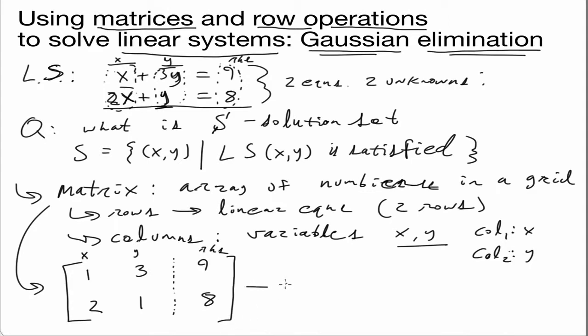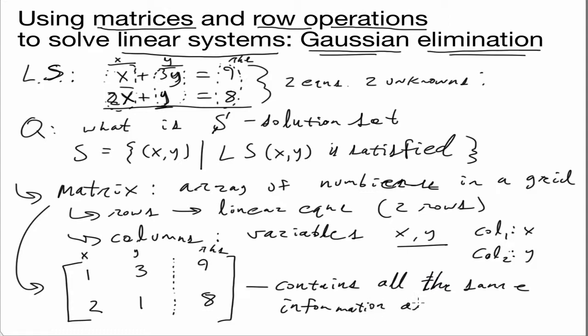And this, of course, contains all the same information as the linear system, provided we have the convention that this first row is all x variable stuff, and the first column here is all x variable, and y is always there. All right, as long as we've organized things, we keep our columns consistent, then it contains all the same information. And it's clearly a more efficient format to write the thing.